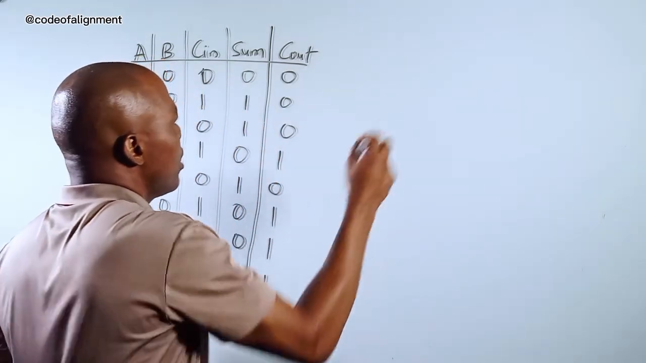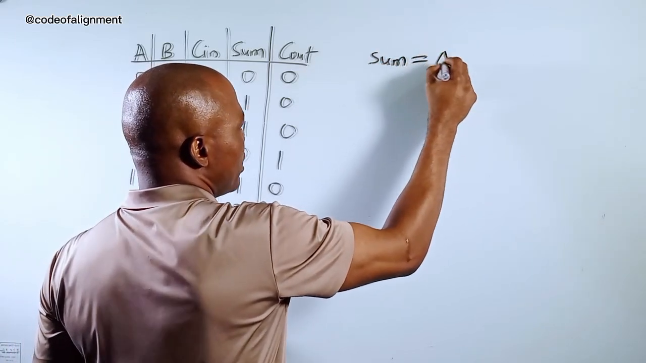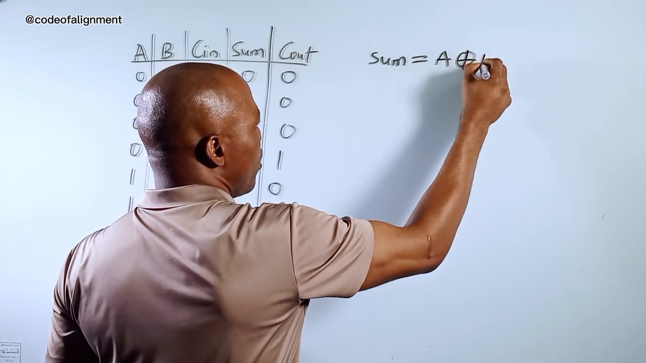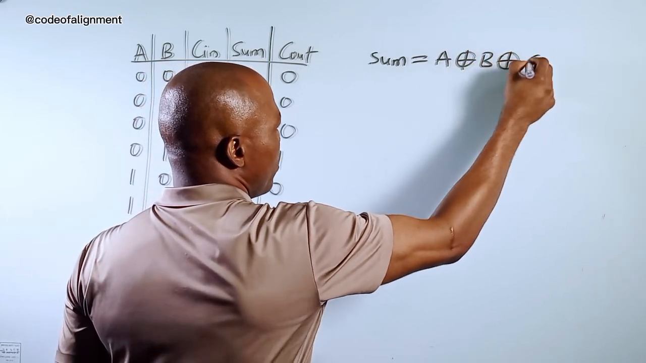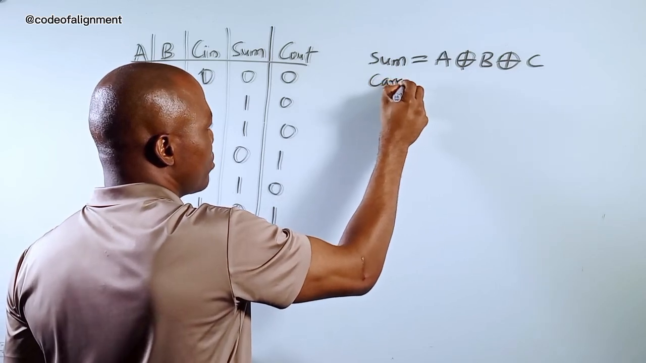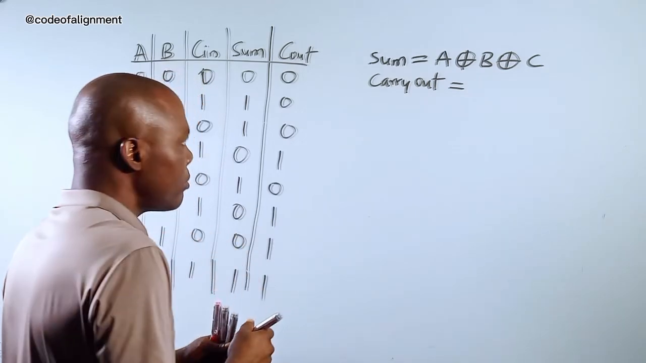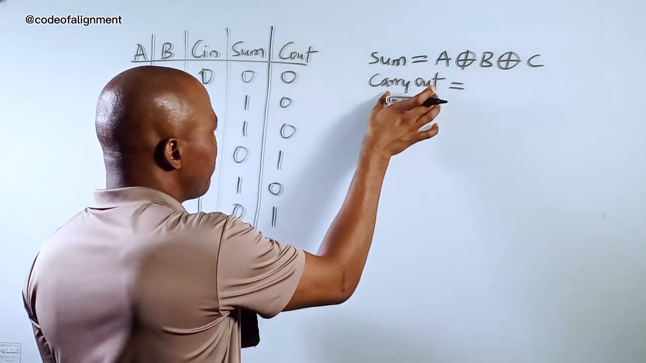So already we know the sum. I taught you in the last class. Sum equals A exclusive or B exclusive or C. That is the sum. So what we need now is the carry out, C out. That's what we want to achieve. So let's do the Karnaugh map for this.